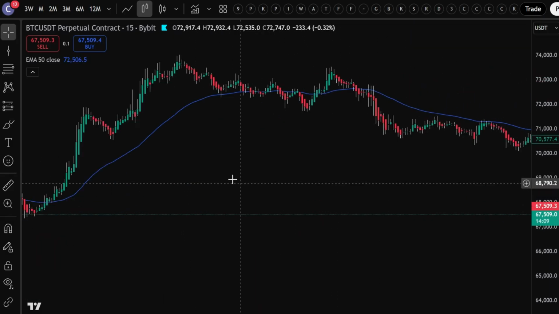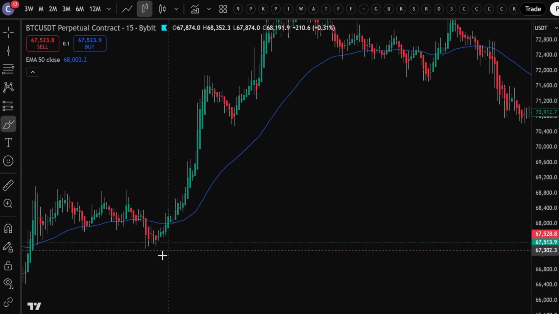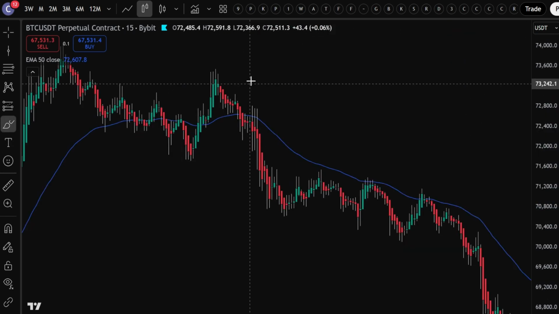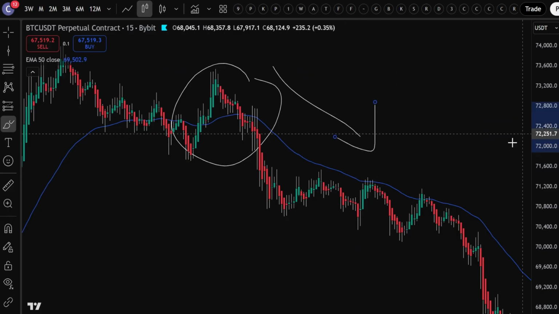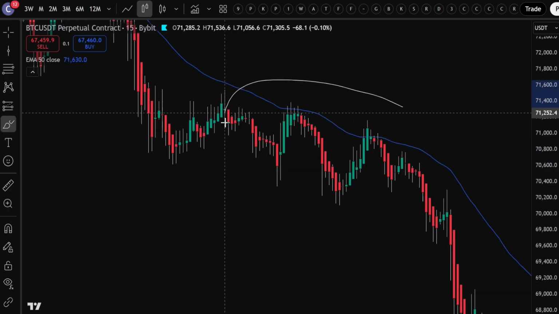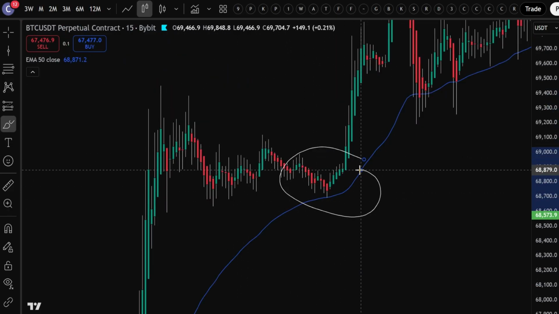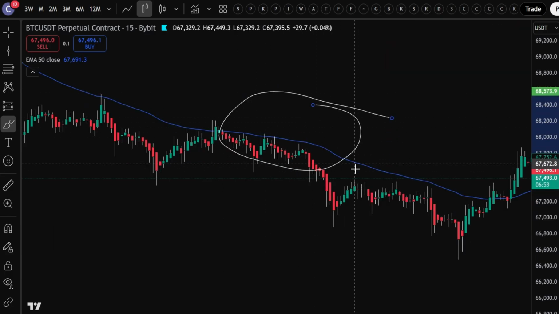There are two types of trades you can take with this strategy: trend continuation trades and trend reversal trades. Let's start with trend continuation trades. These are the easiest and most reliable. Here's what you're looking for.